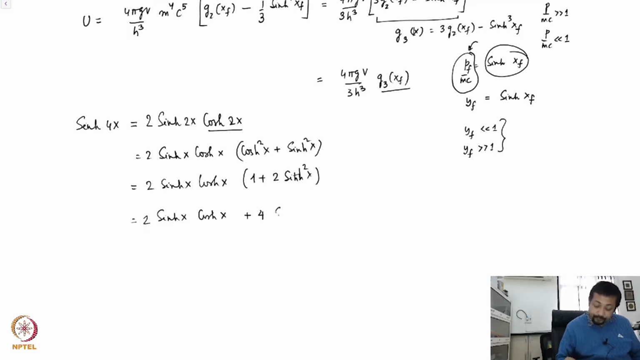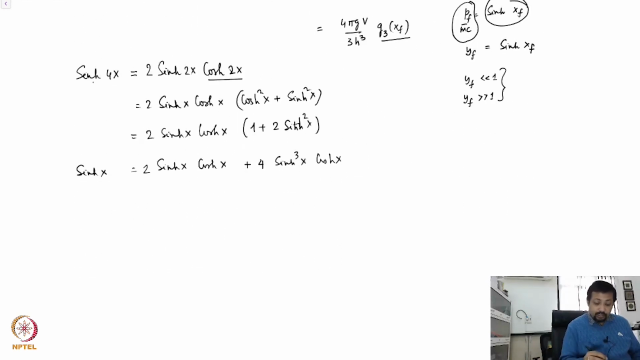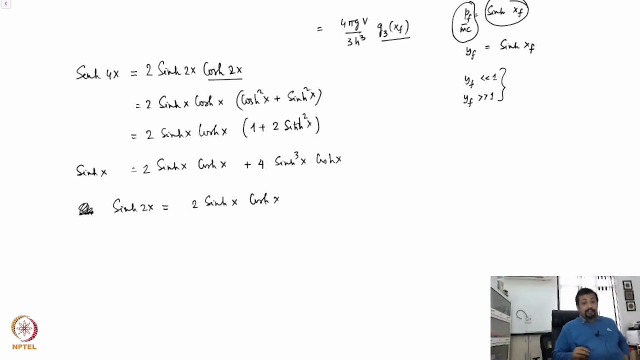This is 2x sinh x cosh x plus 4 sinh cube, and then you are going to have cosh x. So this becomes your sinh x, and sinh 2x is going to be 2 sinh of x cosh of x, right?